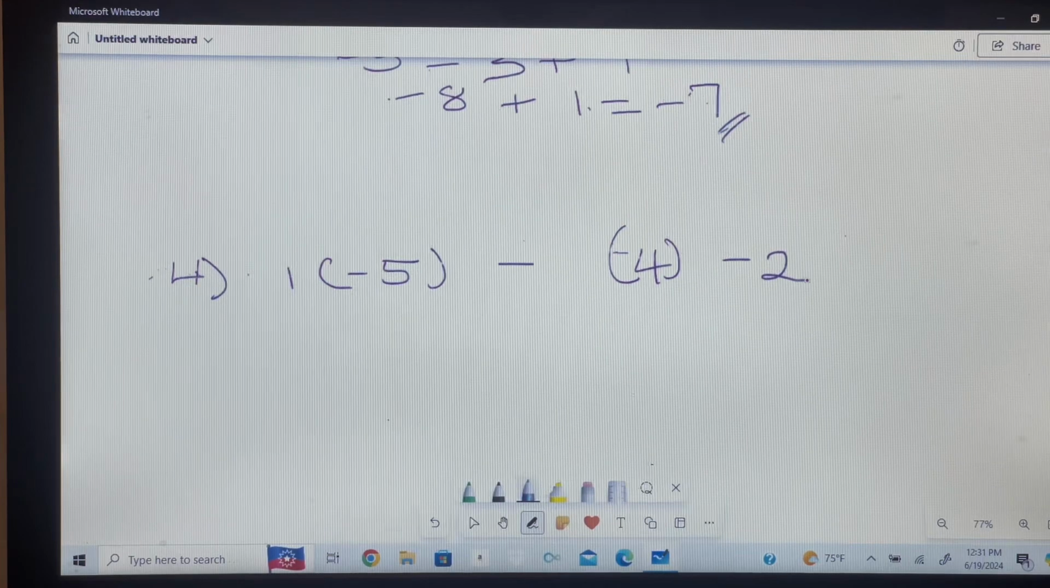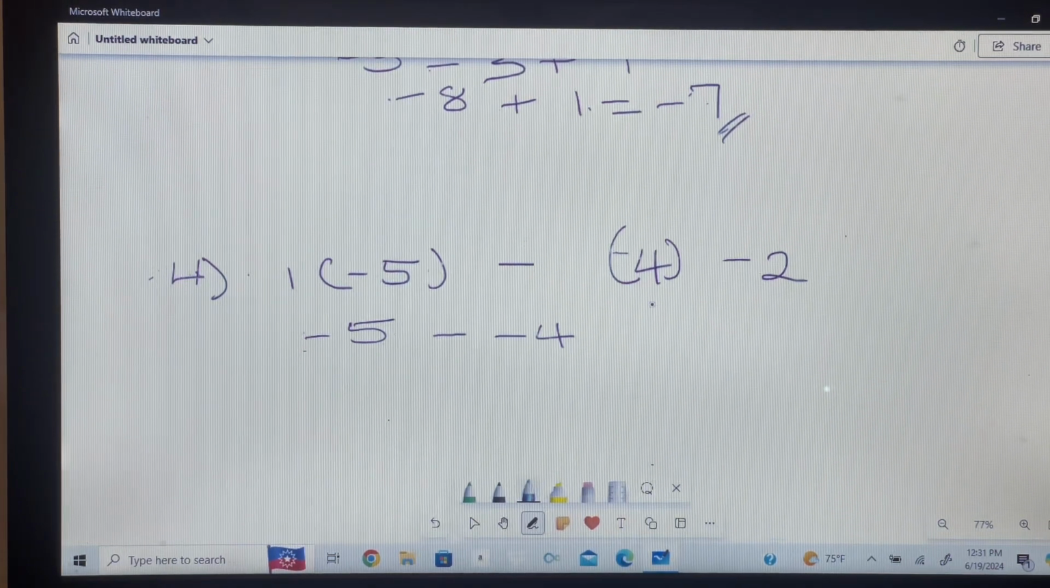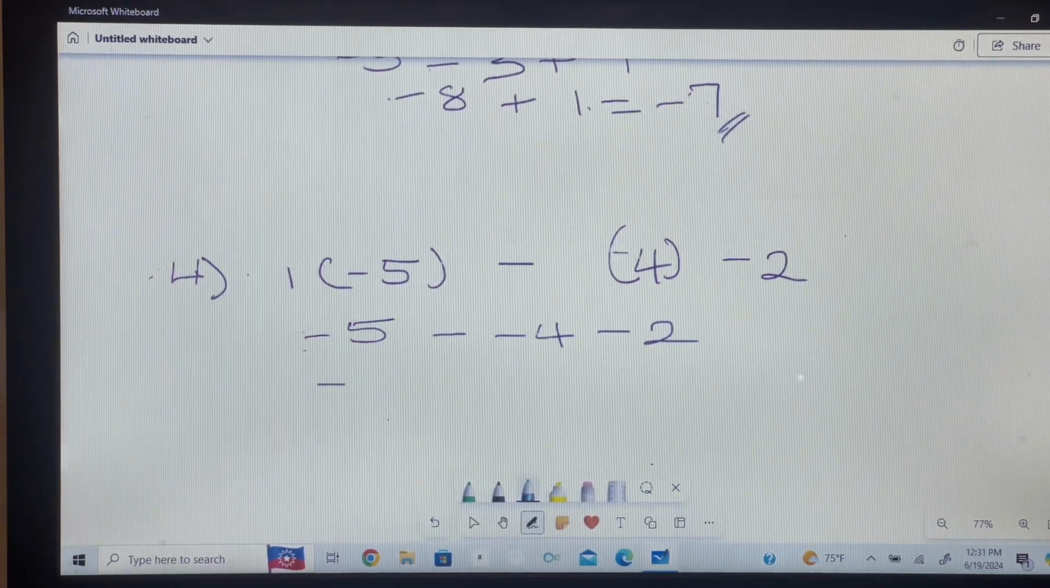So what do we do? Here, 1 multiplied by negative 5 is two different signs, so the answer is going to be negative. 1 times 5 is 5, so negative 5. Then you bring down the negative. So now we have negative negative 4, then minus 2. So here you say minus 5, negative turns to plus, plus 4, minus 2.